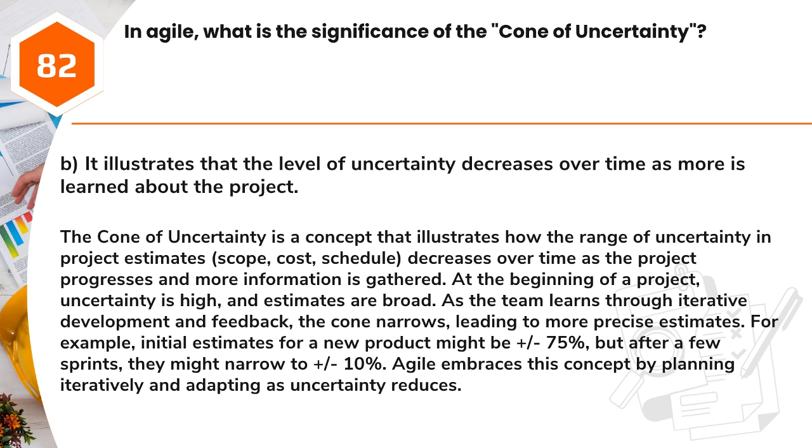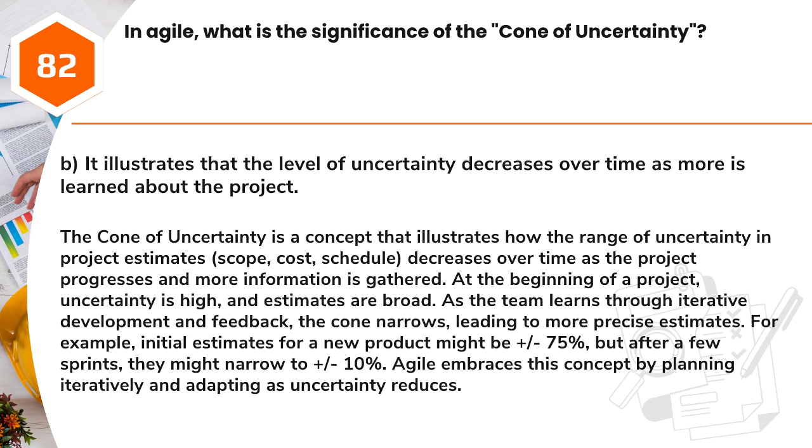Answer: B. It illustrates that the level of uncertainty decreases over time as more is learned about the project. The cone of uncertainty is a concept that illustrates how the range of uncertainty in project estimates, scope, cost, and schedule decreases over time as the project progresses and more information is gathered.